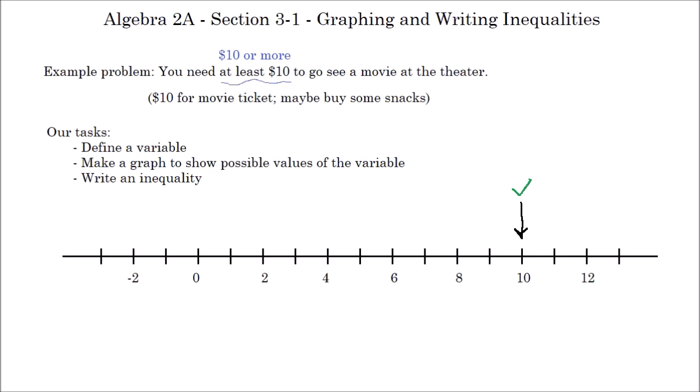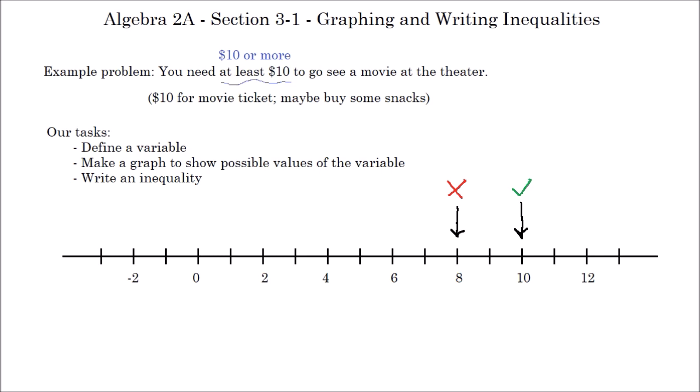But I want to try another number. So maybe I want to think about what if it's not $10? It could be more than $10 or it could be less than $10. So what if I look over here on the left side at $8? What if I had $8? Would that work? Would I be able to go see the movie? Well, in this case, no, I wouldn't be able to go see the movie because I don't even have enough money to buy a ticket. So $8 is not a solution. For this one, I'm going to put a red X here. That does not work. I wouldn't be able to go see the movie there.